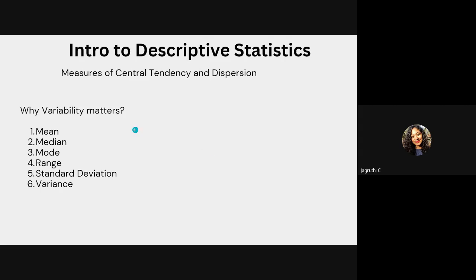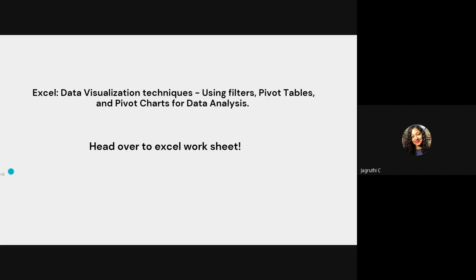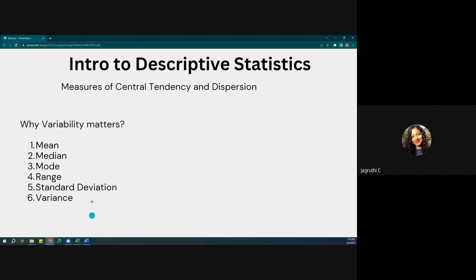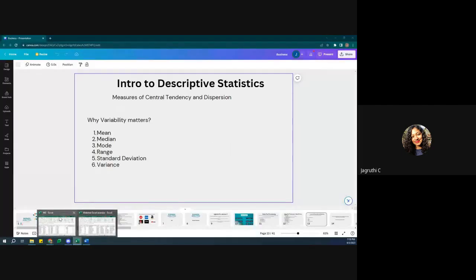Before getting into all your measures here, which are mean, median, mode, range, standard deviation, and variance, I think many of you would have gone through what these are already. I'm going to just explain why variability matters. I think I have a small example to show that.